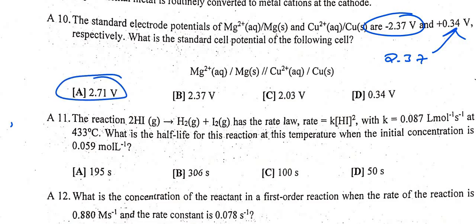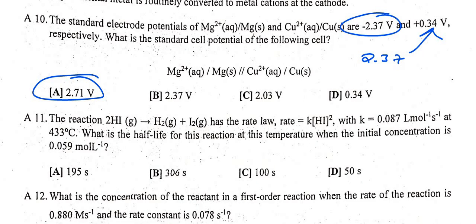And the next one, they're saying the reaction has a rate with the rate constant being 0.87 molarity per second at this temperature. What is the half-life for this reaction at this temperature when the initial concentration is given to be 0.059? Oh yeah, so we're given the order of the reaction. From the expression for the rate law, it means it's a second order reaction, right?